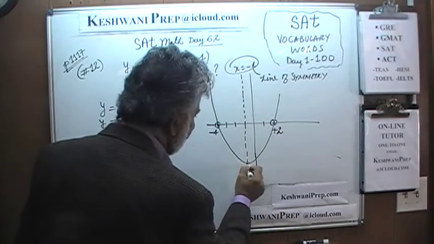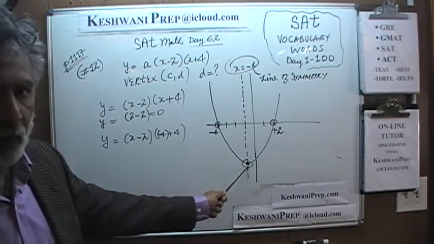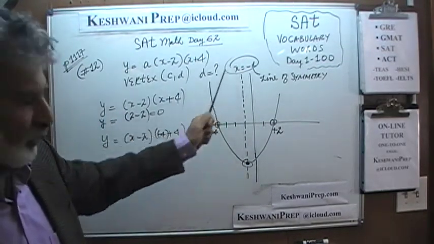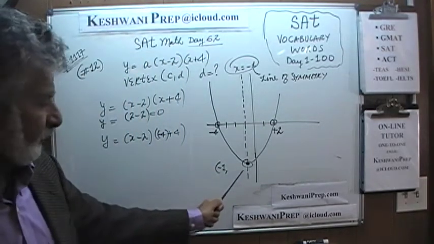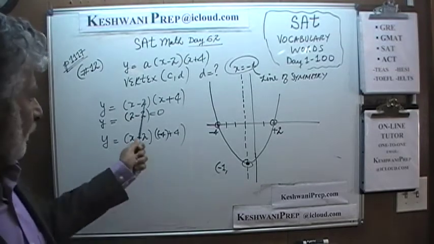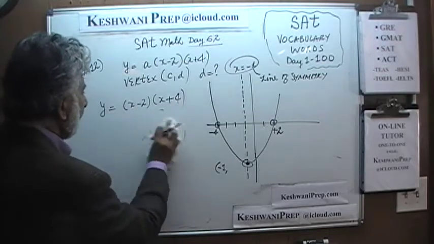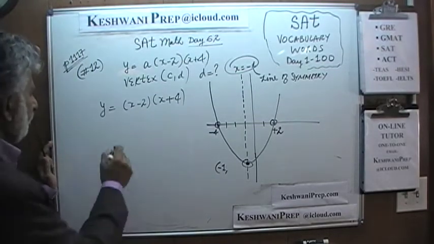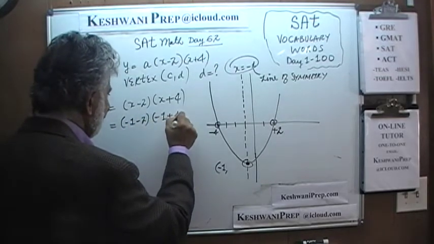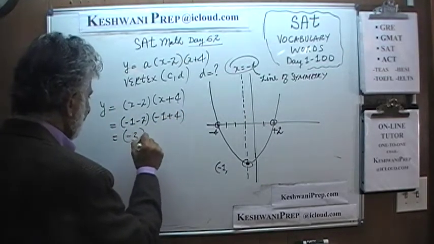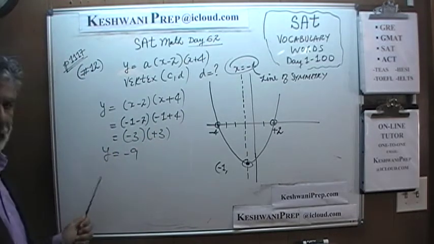Our job is to find this point right here, the vertex. We already know the x-coordinate of this vertex is negative 1. How can we find the y-coordinate? Well, if we know the x-coordinate, we can put it in the equation of the parabola and find the y-coordinate. Very simple. If x is equal to negative 1, we'll have negative 1 minus 2, which is negative 3, and negative 1 plus 4, which is positive 3. That gives us negative 9. y equals negative 9.